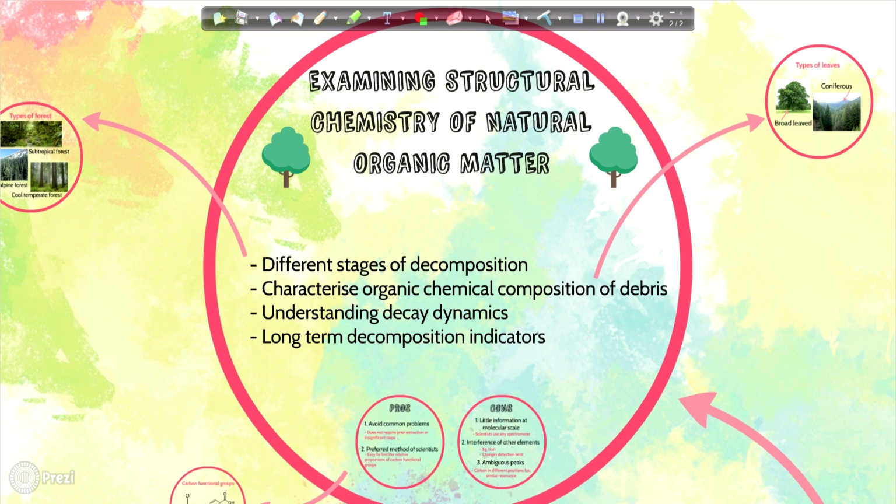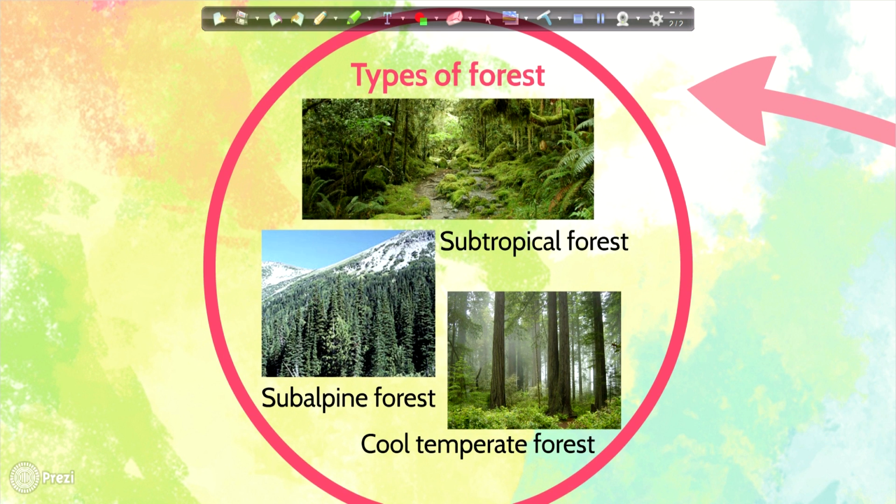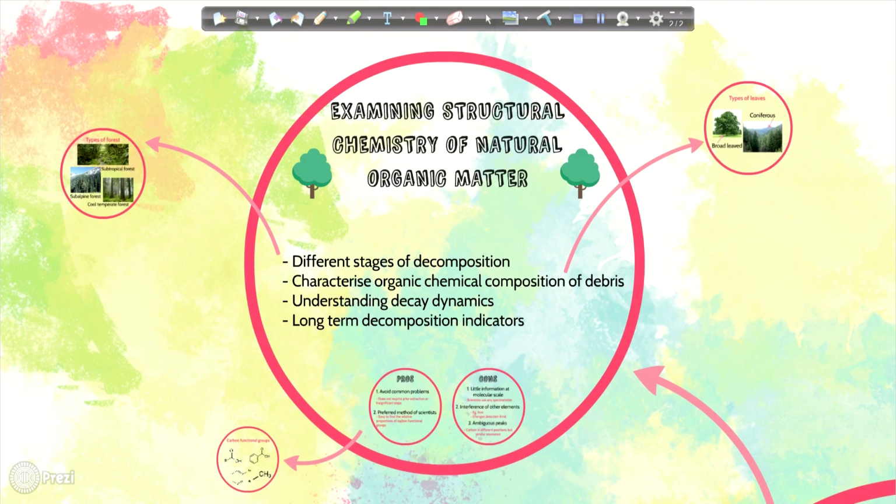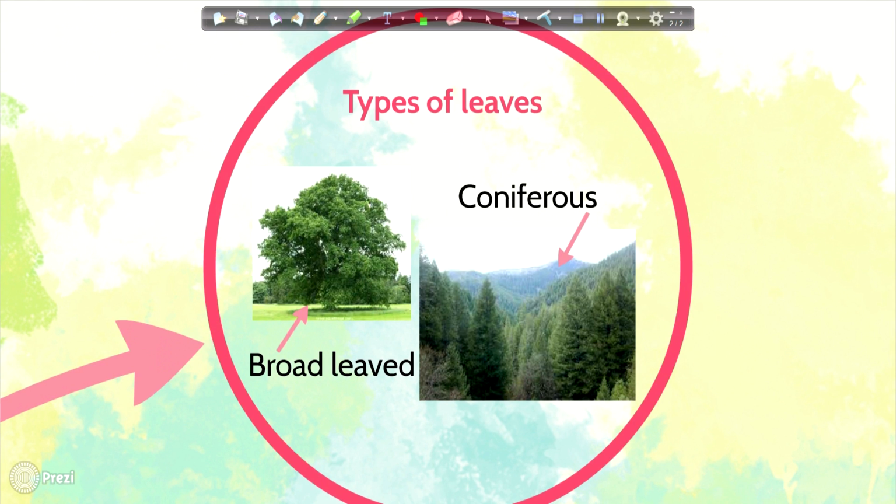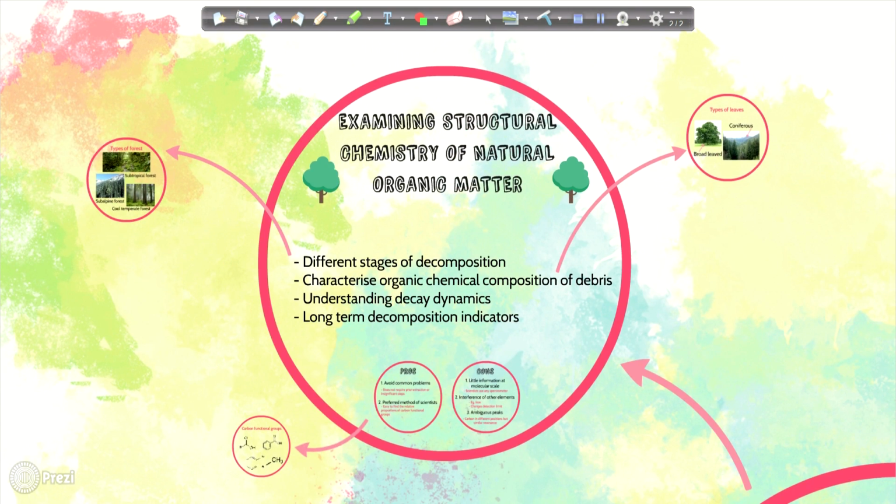Solid-state 13C NMR spectroscopy was applied to coarse woody debris in different stages of decomposition. The debris were collected from many different types of forest climates, for example, a subtropical, a cool temperate, and a subalpine forest. The purpose was to test 13C NMR spectroscopy's applicability to characterize the organic chemical composition of debris of broad-leaved and coniferous trees from different climatic conditions in more detail.